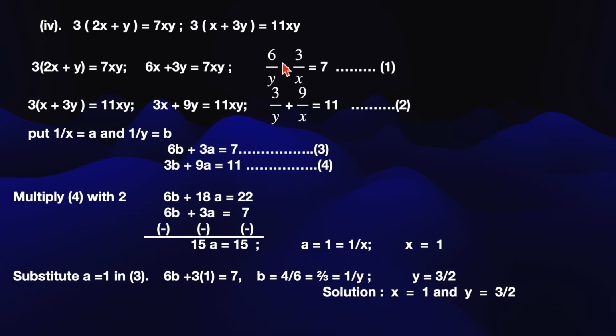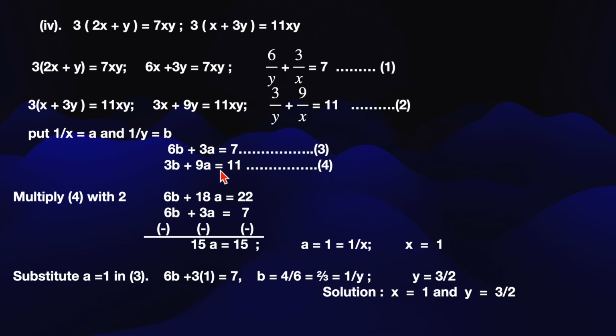Now put 1 upon x as a and 1 upon y as b. Substitute like that. So the equation becomes like this. Now this equation is in the standard form. Okay. Now let us do elimination.